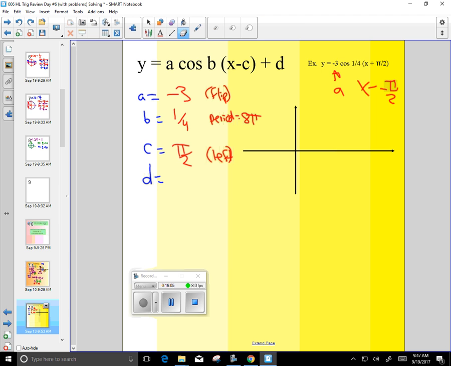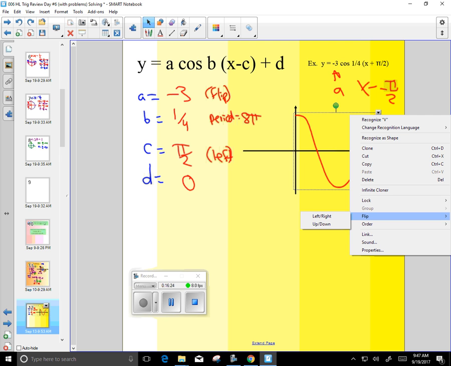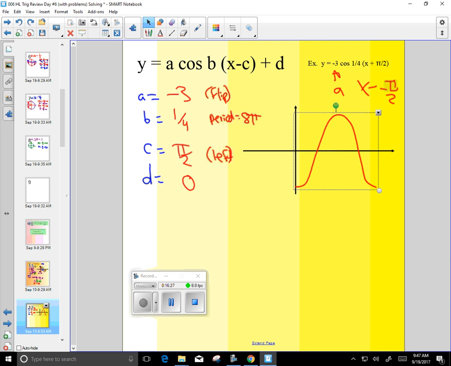And then do we have a d for this one? Nope, thank goodness we don't have a d. Hooray. So now you're ready to sketch it. You start by sketching a cosine curve. So we do that. And then what does the -3 do again? Flip it? Now, I don't mean to brag, but I can just flip that with my computer. Sorry, you can't do that. I'm not really sorry.